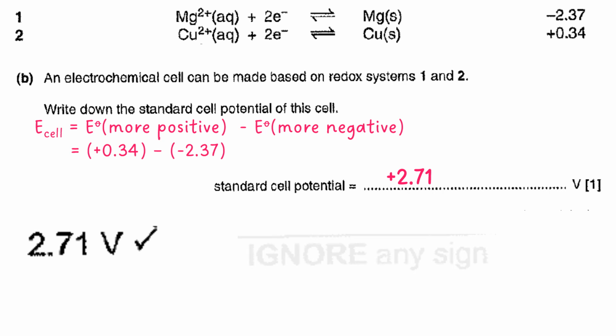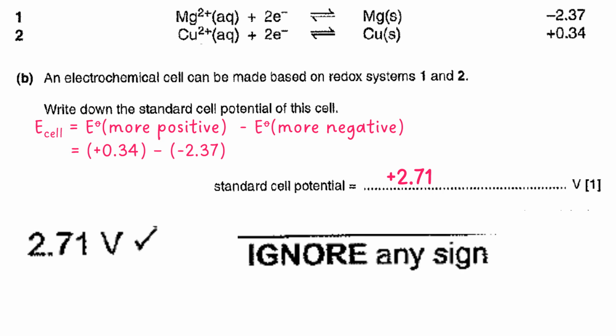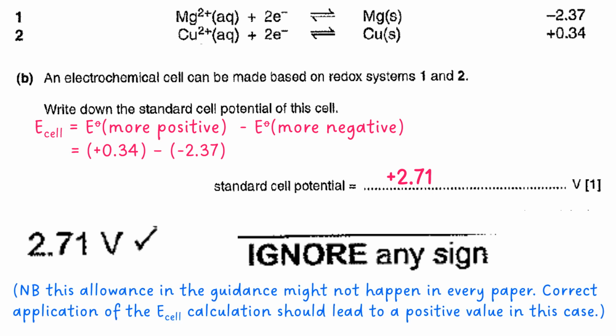So that's what it's got on the mark scheme, but it says this time, in this particular mark scheme, that you can ignore any sign. Be careful, because that's not necessarily what you'll be able to get away with every time. So put the correct application of the E cell calculation, and then you'll get the correct sign. Technically, minus 2.71 would be wrong here.